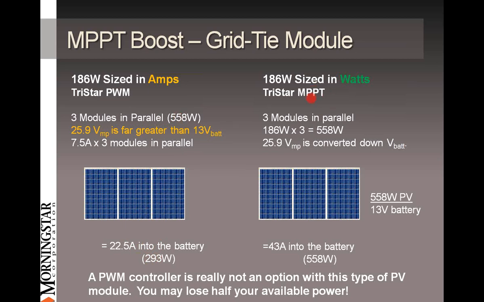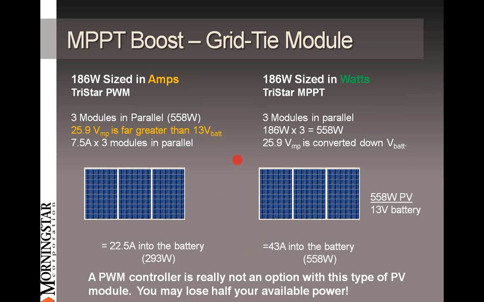When we size it in watts on the PowerPoint tracker, we get the same wattage, of course. This very high voltage, all this wattage has come in partially through high voltage because it's designed for grid tie. It's probably got far more than 36 cells in it. If you divide 558 by 13 volts on the battery, you get roughly 43 amps. Again, this is an idealistic example, but it shows you that 43 is nowhere close to 22.5. There's a big difference here. You don't want to use these modules on a 12-volt battery with a PWM controller. You want to use a PowerPoint tracker.